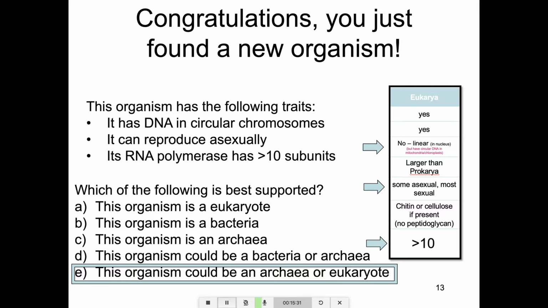It can reproduce asexually. Remember that both archaea and eukaryotes are capable of reproducing asexually, and both also have an RNA polymerase with greater than 10 subunits. So in this case, this organism could be an archaea or a eukaryote. You can't distinguish it at this point unless you actually looked at the nuclear DNA, whether it had a nucleus, and if it does have a nucleus and has linear DNA, then you'd be able to say, okay, this is a eukaryote.